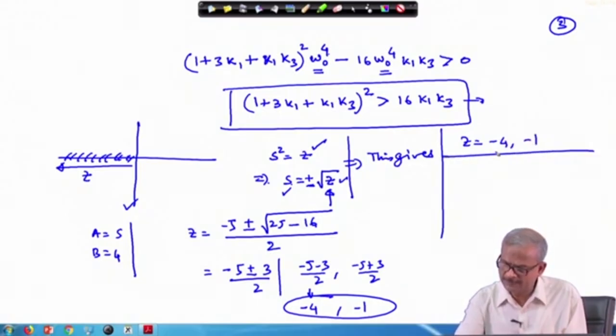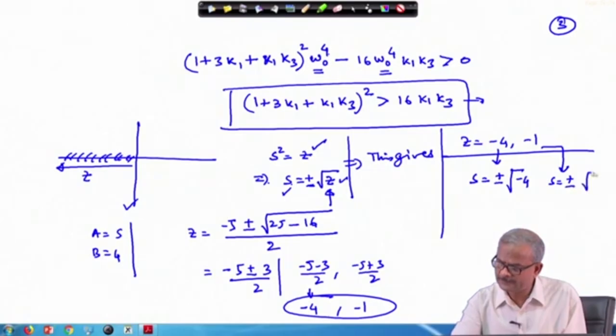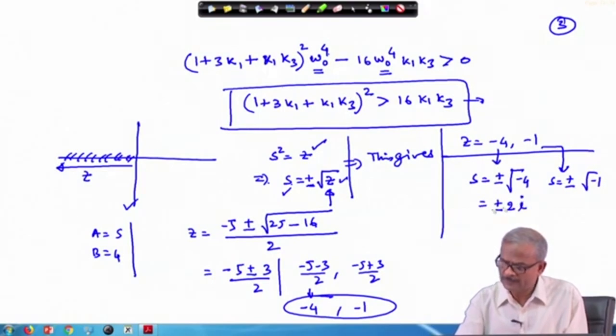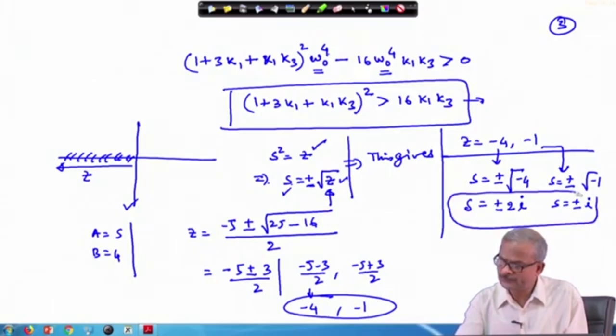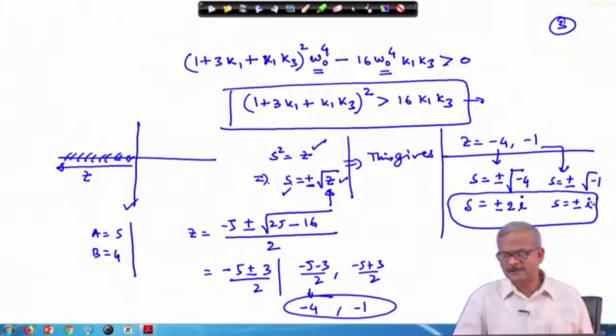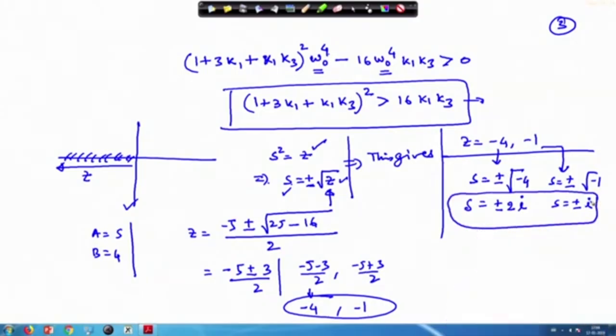Correspondingly, for this we get s equal to plus minus square root of minus 4, and corresponding to this we get s equal to plus minus square root of minus 1. So, this is plus minus 2i, and this gives you plus minus i. So, these are the four purely imaginary roots, as I told you in the last lecture.